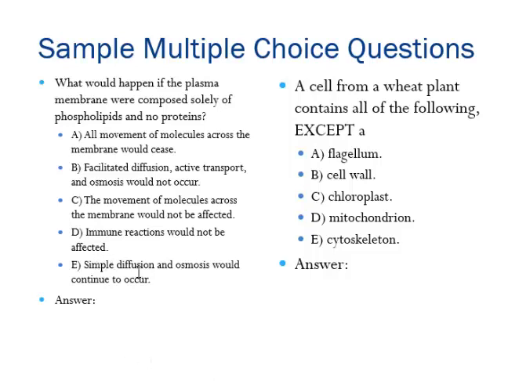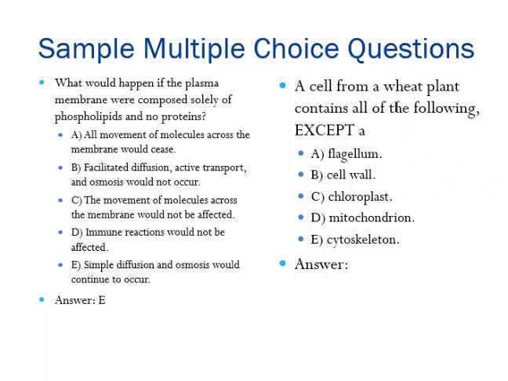E, of course, is the only one left, and why is that true? Because simple diffusion and osmosis, water moving in and out of the cell, would definitely continue to occur even if there were no proteins, because that only requires the crevices between the lipids, which it has. So we're going to choose E for this one.